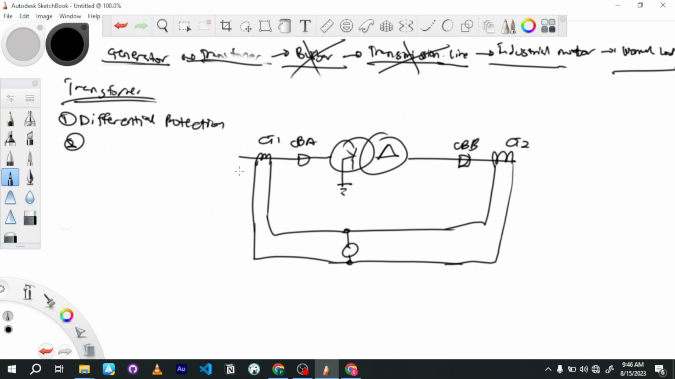And now restricted earth fault protection. So let's say you have a transformer. One more thing, if it's a step up transformer, you know where it's high voltage. If it's a step down transformer, you know where it's high voltage. So let's assume it's a step up transformer. So this is normal, your low voltage and then your high voltage.